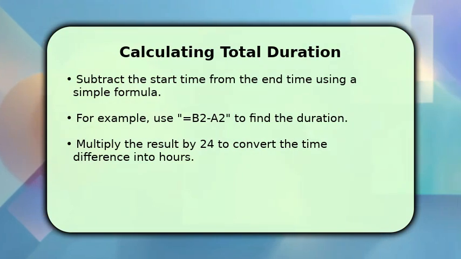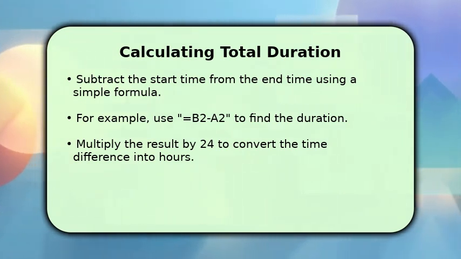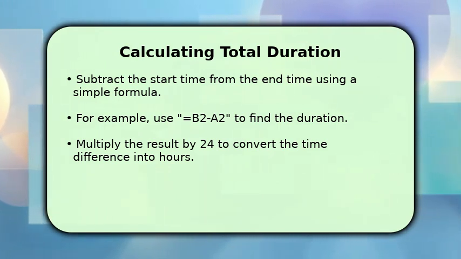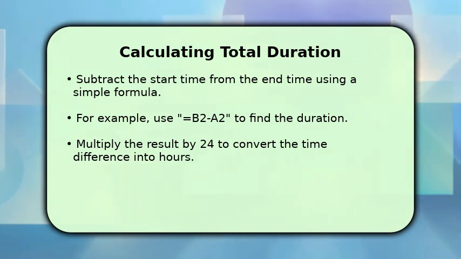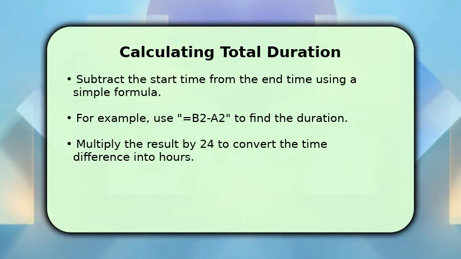Now let's calculate the duration. In a new cell, say C2, enter the formula =B2-A2 to subtract the start time from the end time. This will give you a decimal value representing the fraction of a day. To convert this into total hours, simply multiply the result by 24. So your formula becomes =(B2-A2)*24. This provides the exact number of hours worked, ready for further analysis or payroll calculations.